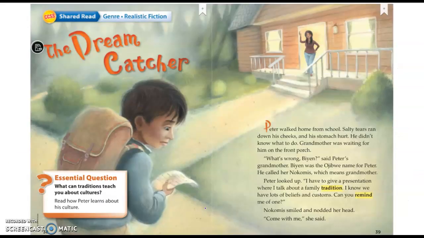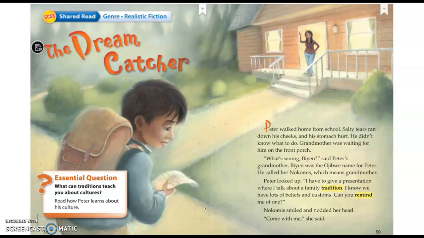We're going to read this story called The Dream Catcher. We're going to meet a character named Peter. And today we're focusing on how Peter changes from the beginning of the story to the end based on the events. And tomorrow you are going to do a writing assignment, and you're going to be talking about how the grandmother helped change the end of the story or the outcome of the story. So today we're thinking about how Peter changed, and tomorrow we're thinking about how the grandmother changed the outcome.